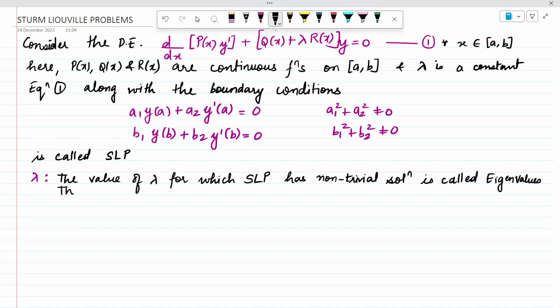And the corresponding non-trivial solution which we'll get, the solution will be in the form of a function, is called the eigenfunction. So let's understand this better with the help of an example.